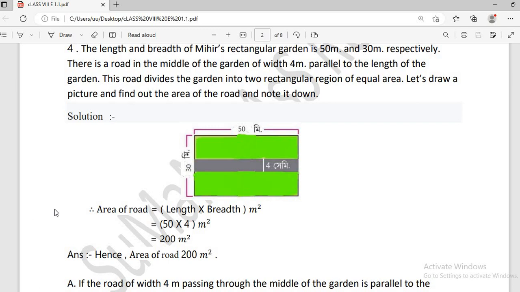The solution: this is a picture. Draw the picture and find out the area of the road. The area of the road is equal to length into breadth meter square.